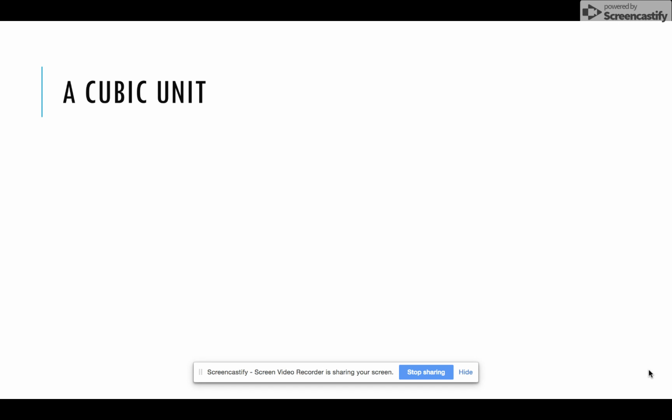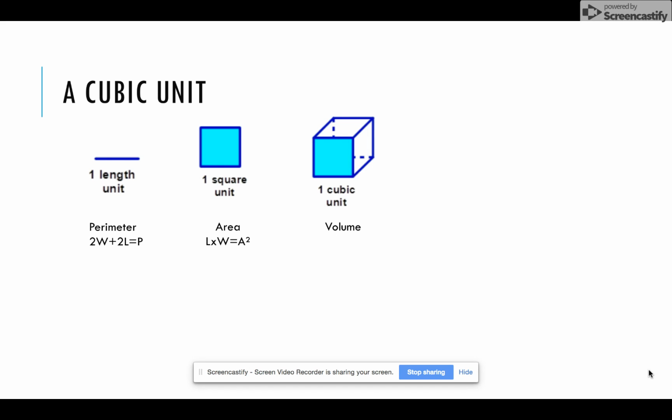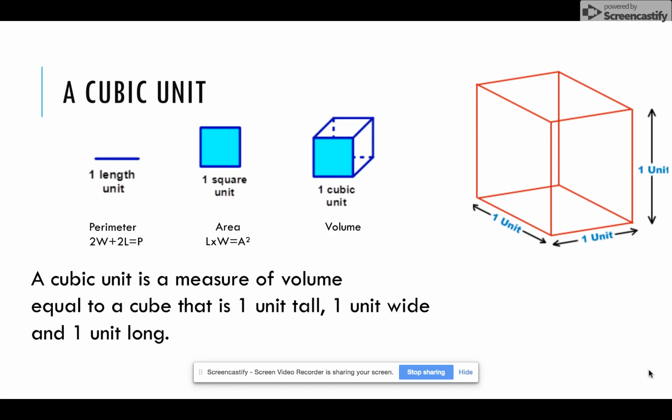First, we looked at length units, which are used for the perimeter of an object. We also discussed square units, which are used for finding and recording area. For volume, we use the measurement of cubic units. A cubic unit is a measure of volume equal to a cube that is 1 unit tall, 1 unit wide, and 1 unit long.